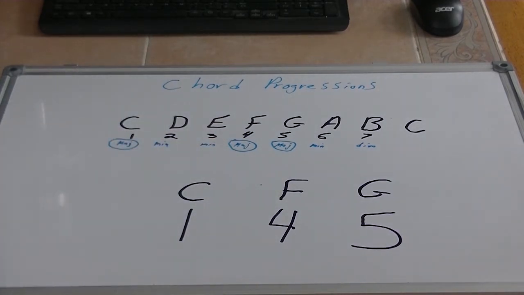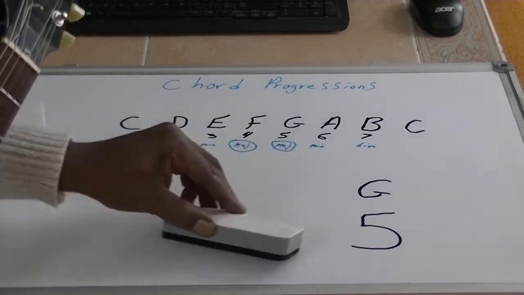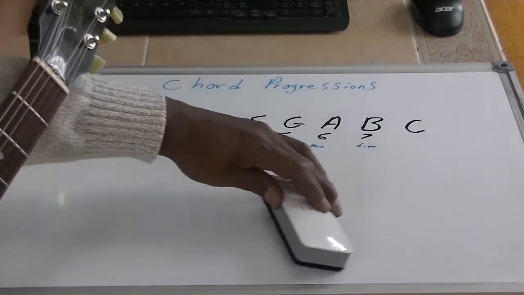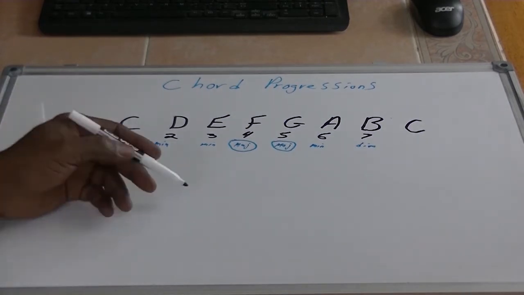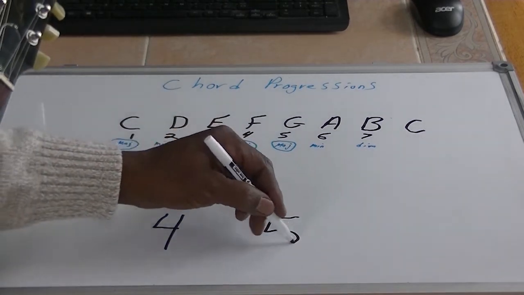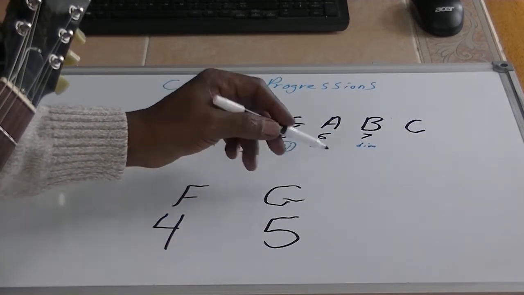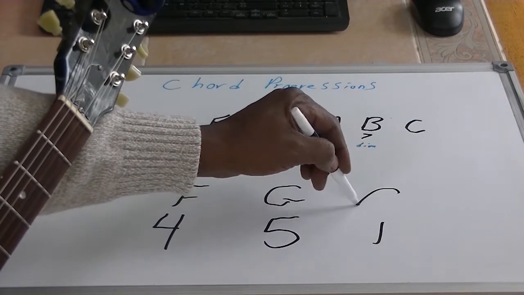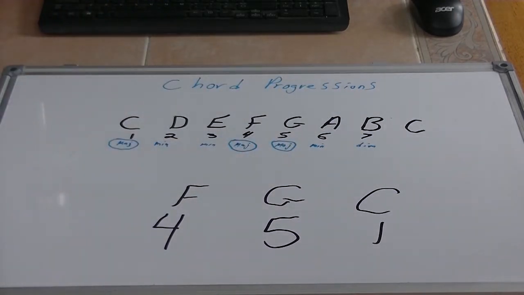So for example, if I wanted to, I could say play 4, 5, 1. So if I start with 4, that gives me F major, and I go to 5, that gives me G major, and 1 will be C major. So now when I put the 3 chords together, I get F, I get G, and then I get 1. So as you can hear, the 3 chords still sound very good together.